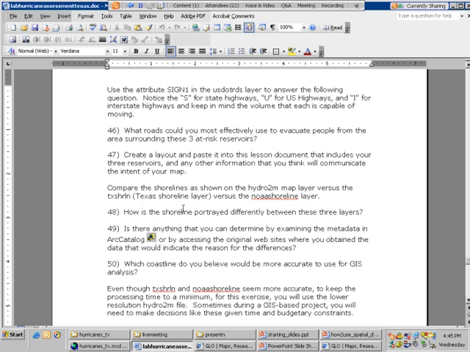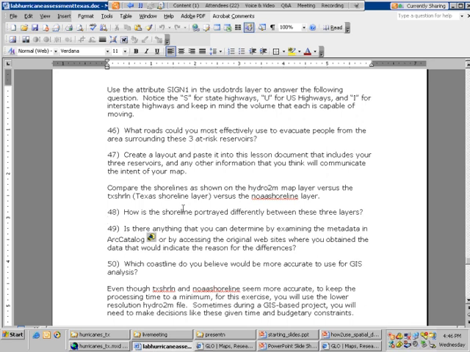various agencies. And they are actually going to download two different kinds of shorelines. One, called Hydro-2M, and the other one is called Texas Shoreline. So one came from a state agency, one came from NOAA. And I have them examine the differences between the two shorelines. One of that, obviously, it's pretty obvious, that it's a higher resolution shoreline. The other is a lower resolution shoreline.